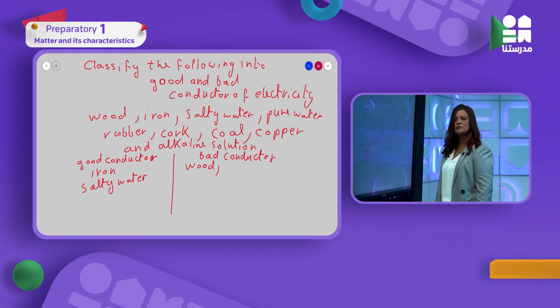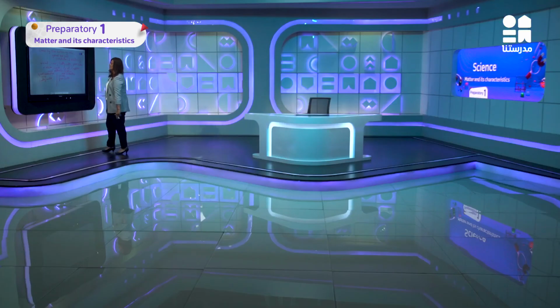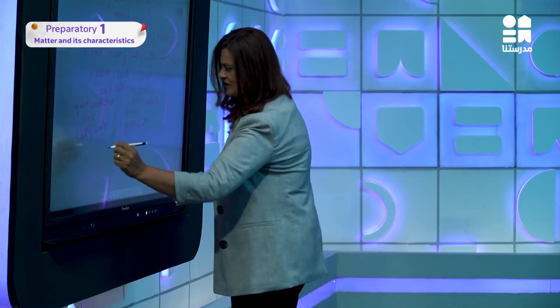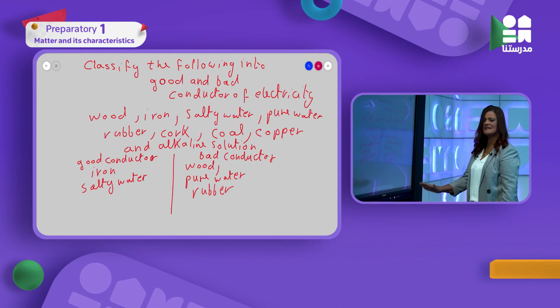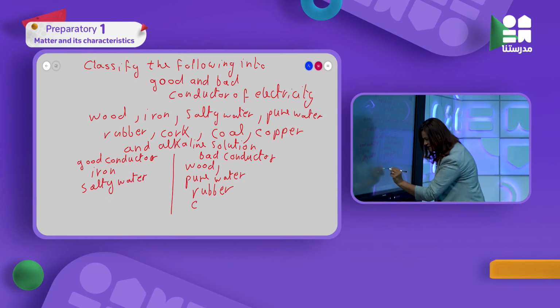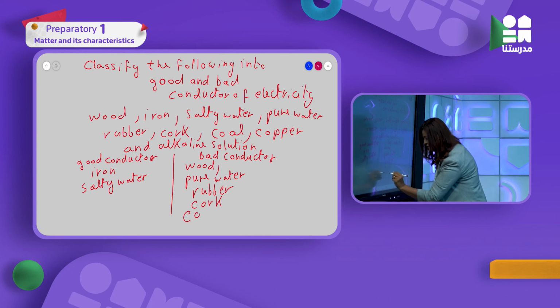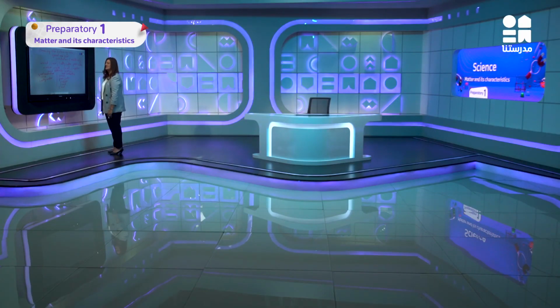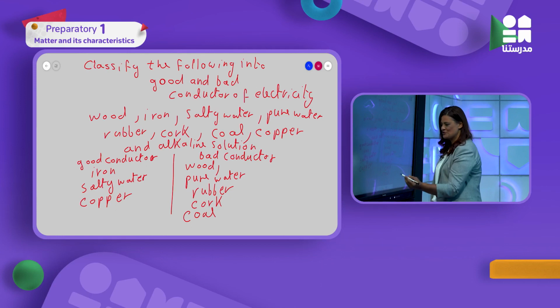What about pure water? Pure water doesn't contain any salt, so it will not conduct electricity. So I will put it here, pure water. What about rubber? Rubber is not a metal and cannot allow electricity to pass through it. So I will put it in bad conductor. What about cork? The same as rubber, the same material. So I will put it where? Here, it doesn't allow electricity. What about coal? Coal also doesn't allow electricity to pass through it at all. And I have here copper. It is a metal, and I said all metals conduct electricity, so it is here. And alkaline solution allows electricity to pass through it, so I will put it here.